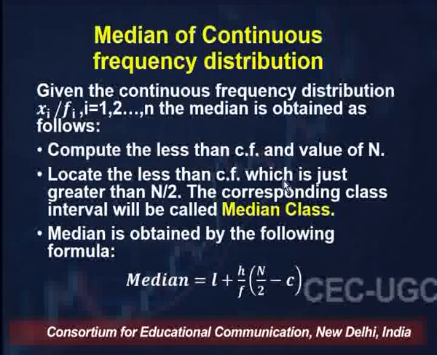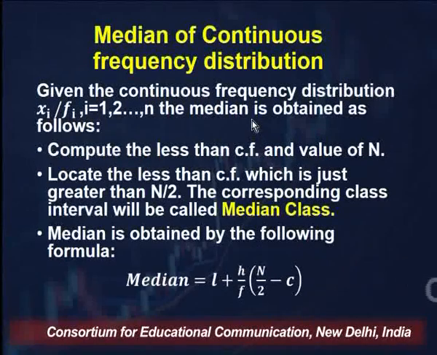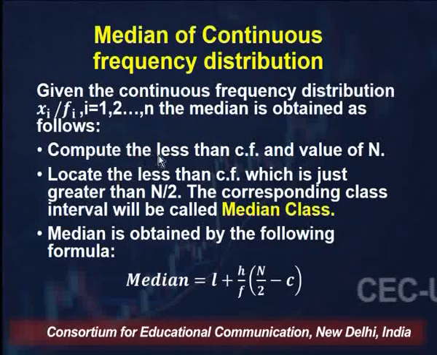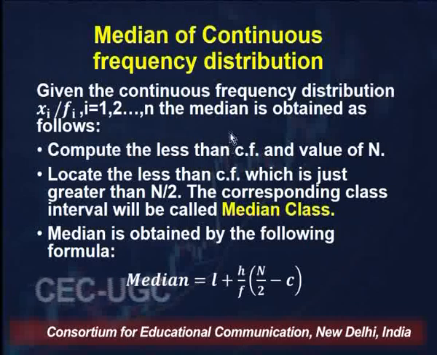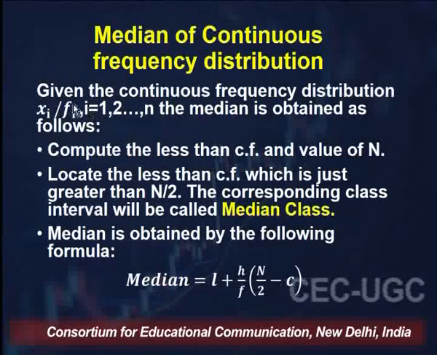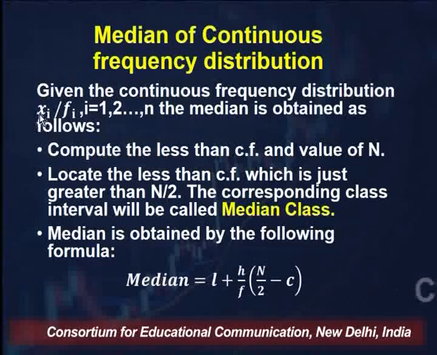Now comes the part when you have a continuous frequency distribution. That means you are given n class intervals, class marks are xi and frequencies are fi. Here again we compute the less than cumulative frequency. Now all the calculations will be done on xi. Here xi means the class marks.